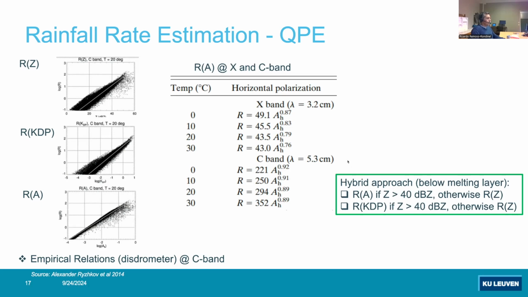And actually what I like is that we now have more than one variable in order to estimate rainfall rate. So we have reflectivity, KDP, and specific attenuation. The recommendation is when you have high values of reflectivity, so more than 35, 40 dBZ, then this is the moment in which you want to apply the R-A relation or the R-KDP. Below this threshold, and after correction of reflectivity, then it's okay to use the R-Z relationship. So this is more or less the recipe in order to derive rainfall rate estimation.